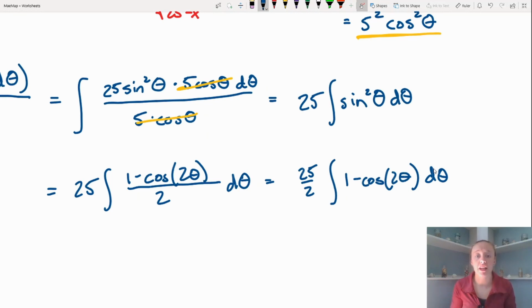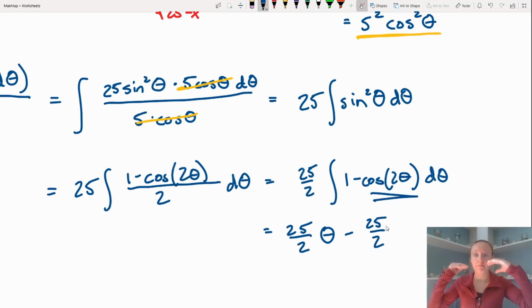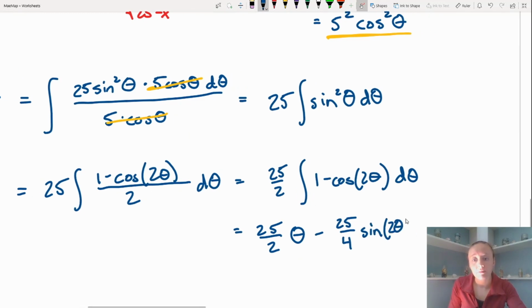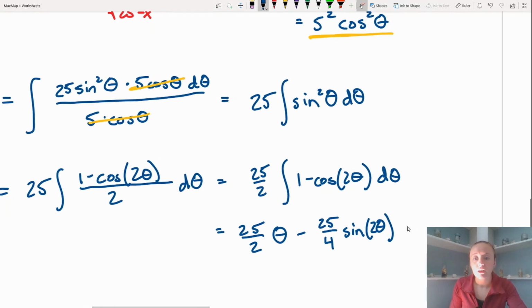Now I can just integrate this. Integrating 1 will give me theta, so I'll have 25 over 2 times theta minus 25 over 2 times, well, integrating cosine, that's sine, but I have 2 theta, so I'm going to need to do sine of 2 theta all over 2. So I'm going to put 25 over 4 times sine of 2 theta. And this is an indefinite integral, so we're not going to forget our plus c. So I have 25 over 2 times theta minus 25 over 4 sine of 2 theta plus c.